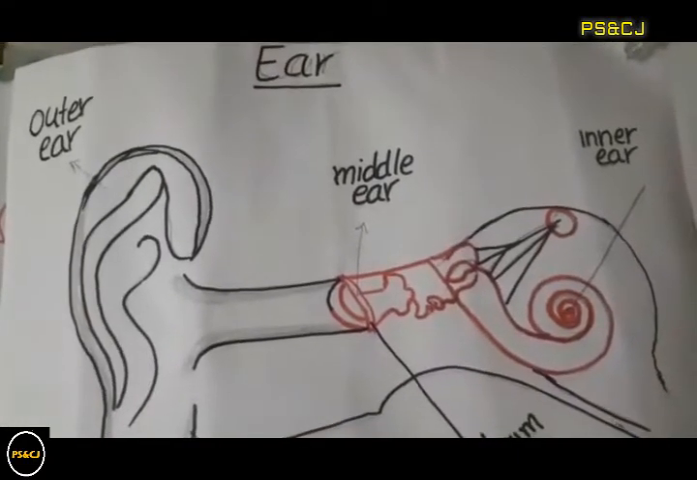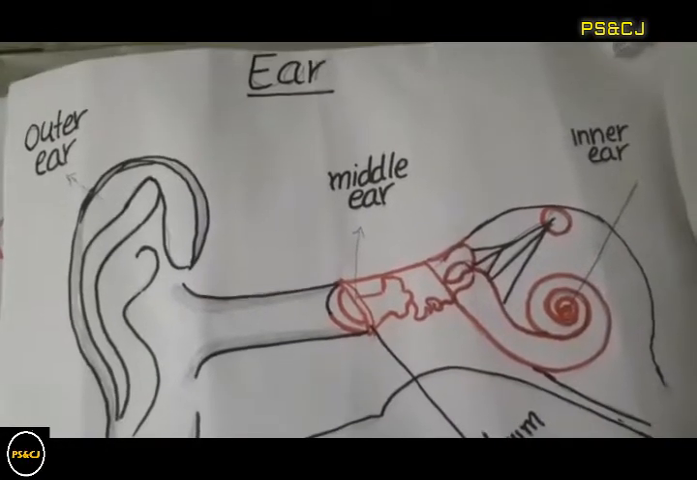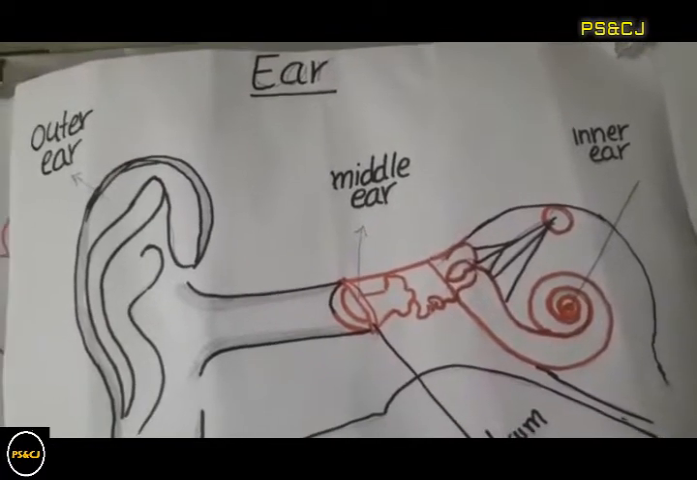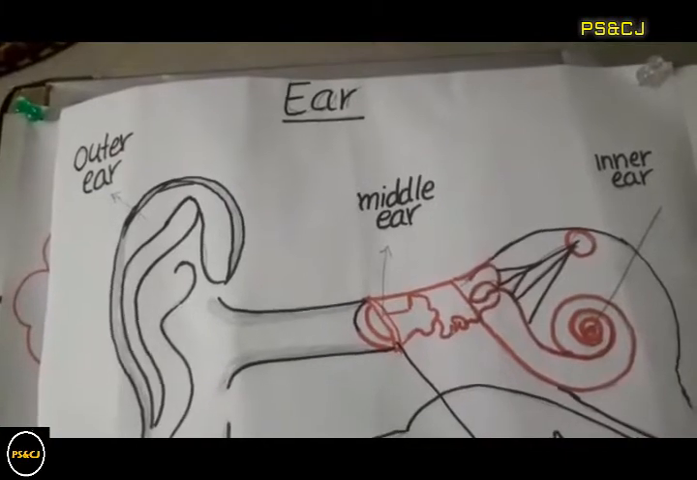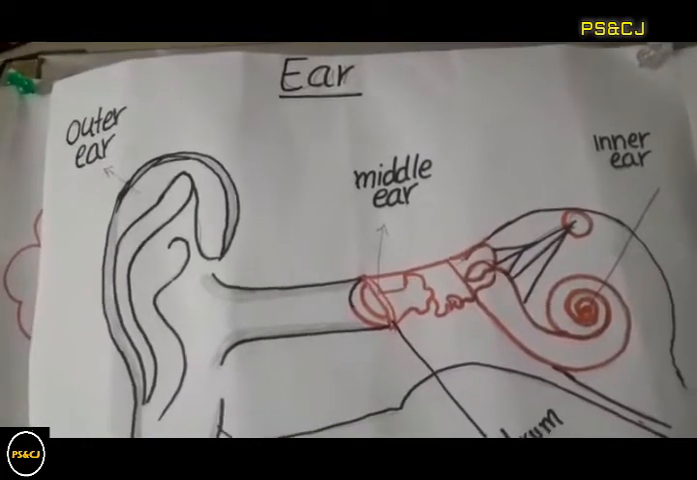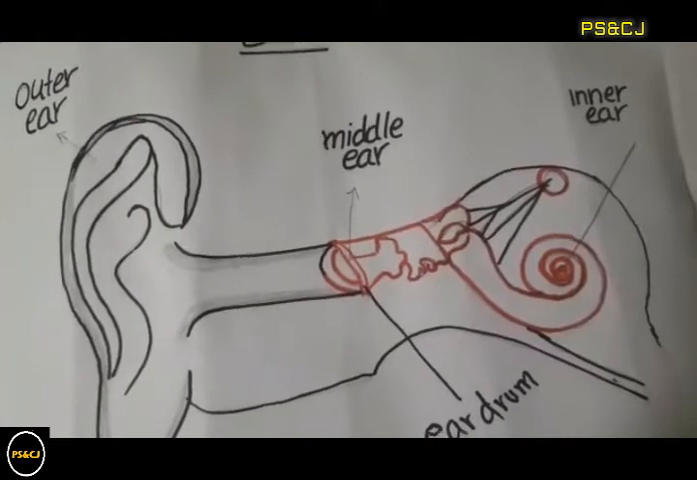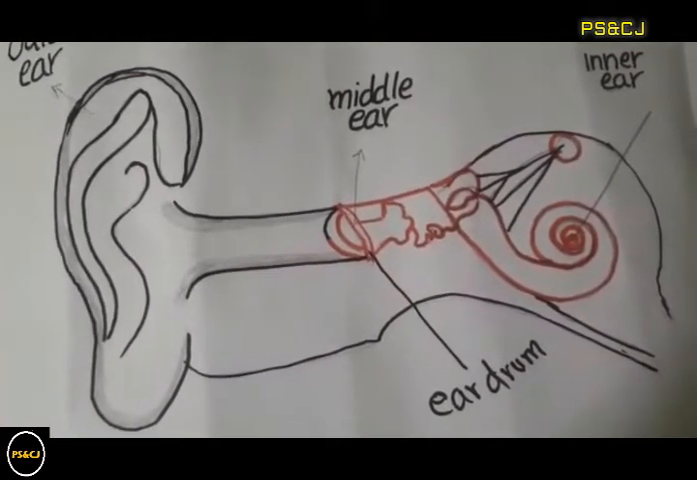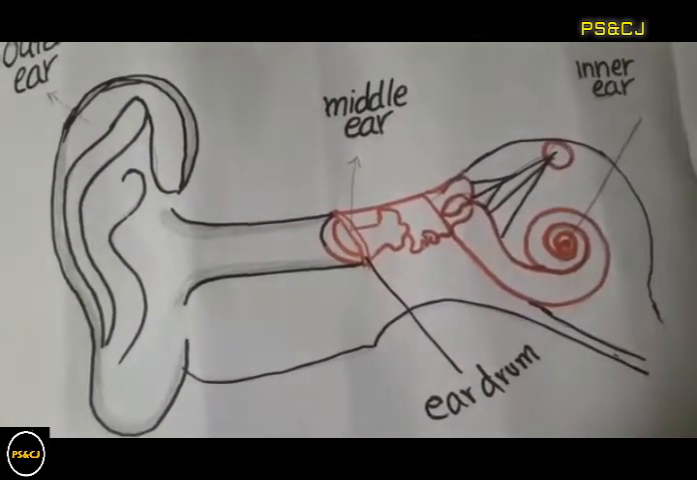So let's talk about the ear. The human ear consists of 3 parts: the outer ear, the middle ear, and the inner ear. The outer ear consists of a flat structure, it collects the sound and directs it into the ear. And the middle ear, which is below the outer ear, consists of the eardrum, a very important part of our ear. The eardrum, which in Urdu we also call kaan ka parda.